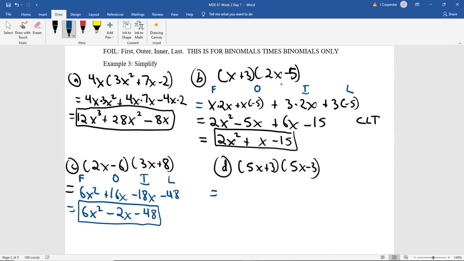Now for D, same thing. Let me get some help. And then afterwards, I'll talk about a special thing that happens here. The first, the 5x times the 5x. What did we get with 5x times 5x? 25x squared, that's great. For the outer, that's the 5x times the negative 3, the two that are furthest apart. What did we get?